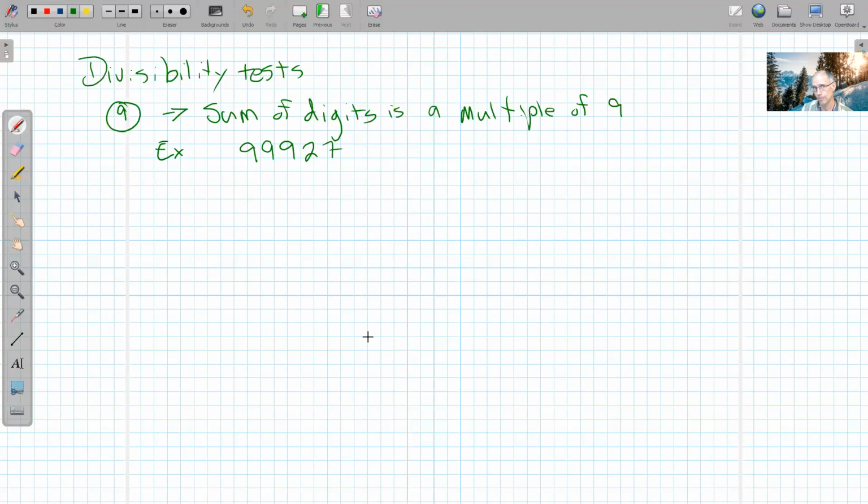99,927, and I add up those digits, 9 plus 9 plus 9 plus 2 plus 7, so what does that add up to? 9 and 9 is 18, another 9 is 27, 29, 36 is that sum, and 9 goes into 36 4 times. So that means 9 must go into 99,927. Pretty cool. The reason is the same as the reason 3 has that ability, and I will explain that next class. 10 is pretty straightforward, ends in a 0.